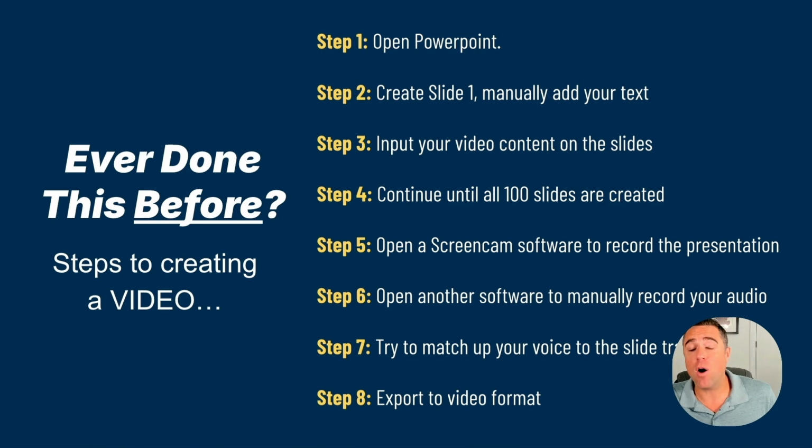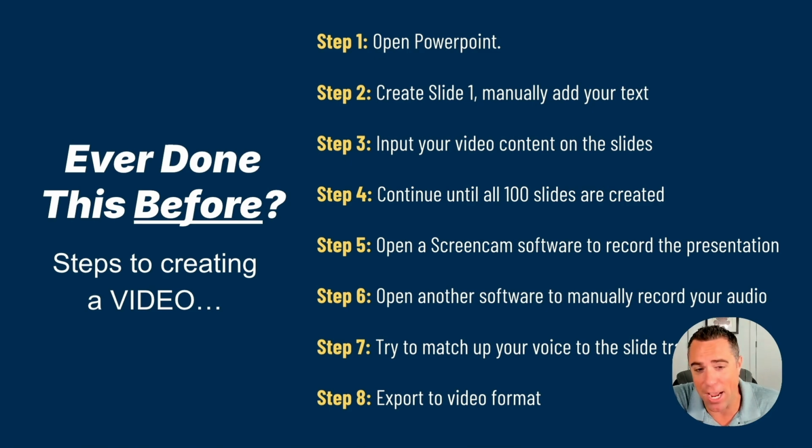This is how we have traditionally done it in the past. And I'm sure maybe you guys have done this before. If you want to create a training video or a sales video, here's how you've done it before. You open up PowerPoint or your slideshow software, and then you create slide 1. Manually, you enter your text, you input your video content on the slides. Then you continue through slides 2, 5, 100, however many slides you have. Then you have to open a screen cam software to record yourself narrating the slides. Then you have to open another software to manually record the audio. Then you need to try to match up the voice to your slide transitions, and then you export the video.